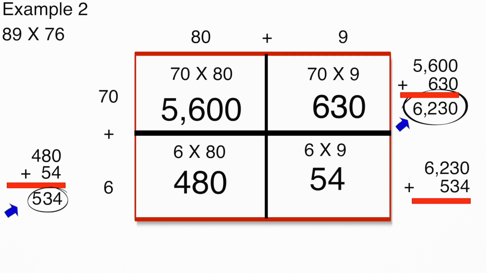Here I have 6,230 plus 534. 0 plus 4 is 4. 3 plus 3 is 6. 2 plus 5 is 7. And 6 plus nothing is 6. My answer is 6,764.